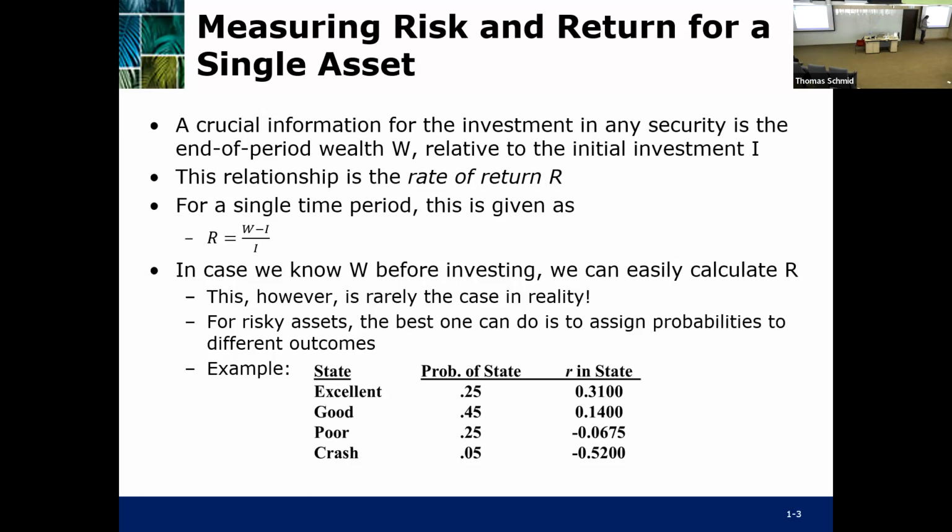So that's actually the idea behind this table. Instead of saying the return is 5%, we say that for a given state, like excellent economic condition, good, poor, or crash, we think that the return will be 31, 40, minus 6, or minus 52%. Okay? And this is just an example. We could easily extend this table to 20 rows, 40 rows, 50 rows. And you could come up with your own ideas for states or scenarios.